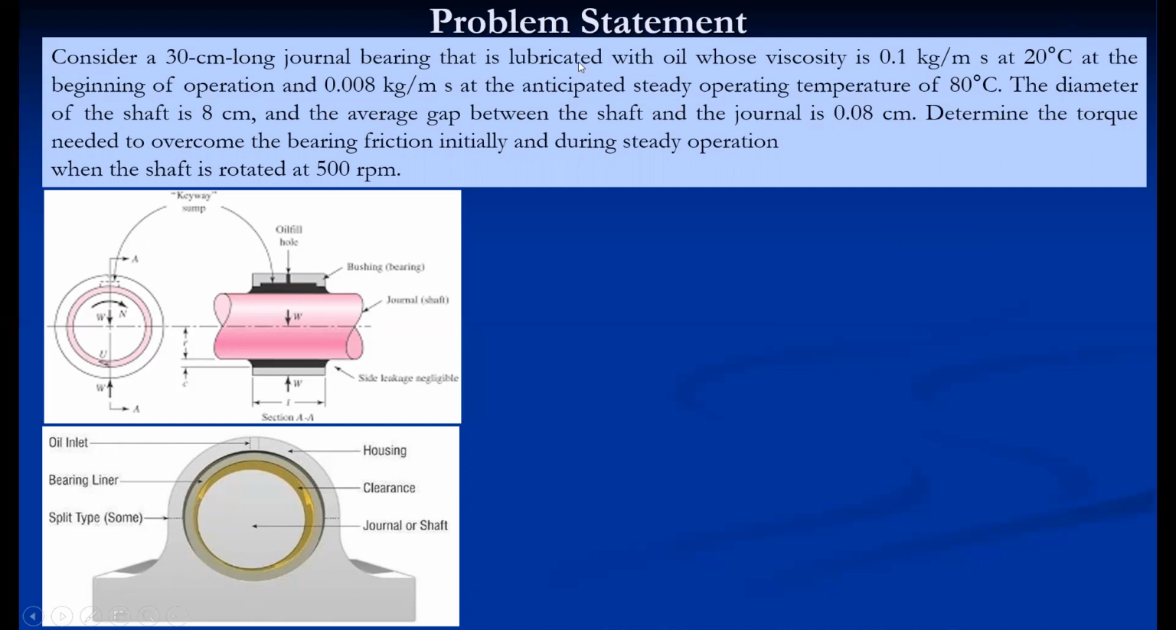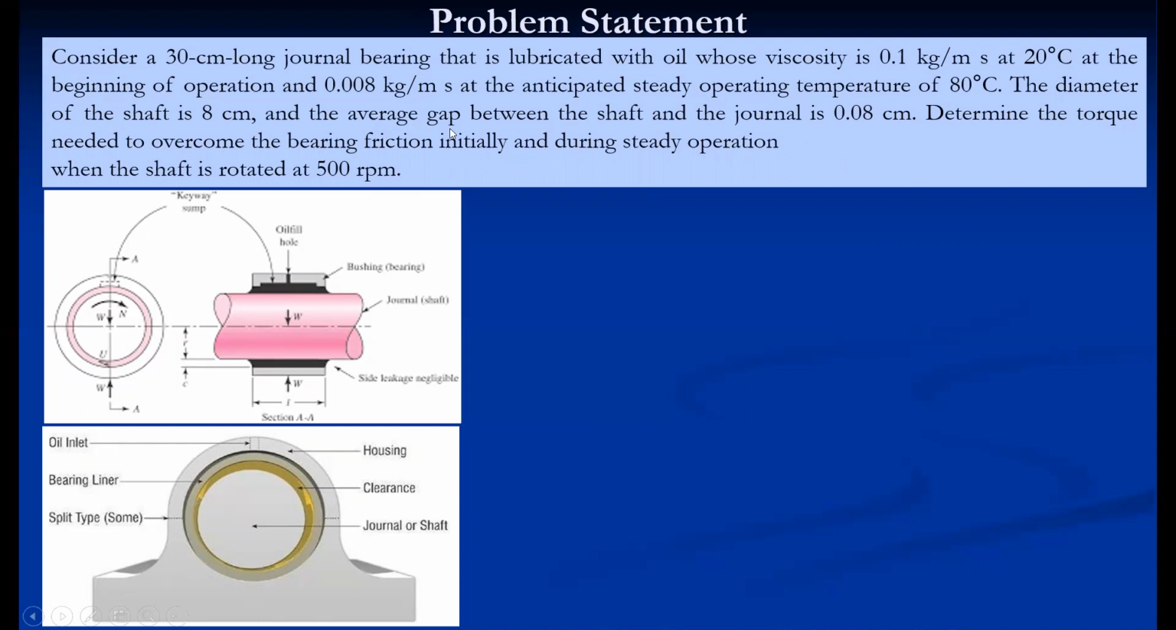But why is it reduced? Because of increasing temperature. So here the temperature rises, because of friction also, from 20 to 80 degrees Celsius. So obviously the viscosity reduces, or the oil becomes thin. The diameter of the shaft is given as 8 centimeter, and the average gap between the shaft and journal bearing, that is the gap where the oil is filled, that means Y is given, that is 0.08 centimeter.